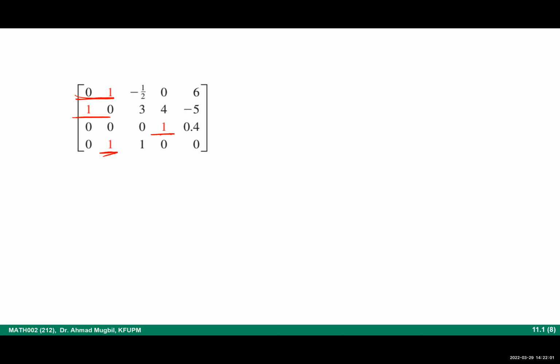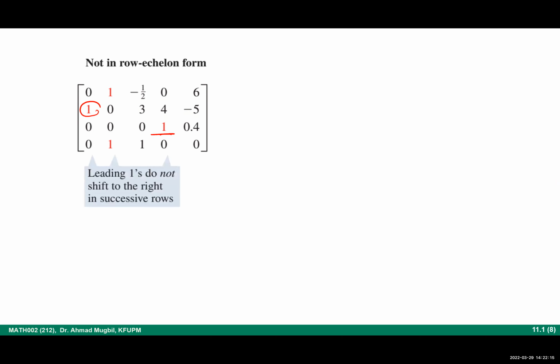Now the second condition is that each leading entry is to the right of the one above it. This is not. The one in the second row is to the left, not to the right. So it doesn't satisfy the second condition.